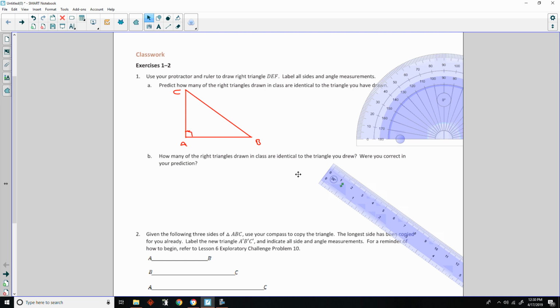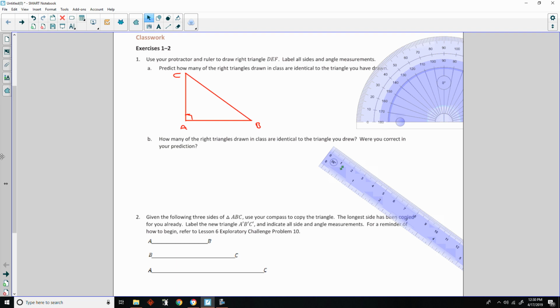B says, how many of the right triangles drawn in class are identical to the triangle you drew? Were you correct in your prediction? So drawings will vary, and most likely a few or none of the triangles in the class are identical. Someone could have drawn it like this, where the right angle's up in the top right corner. There are many ways we could have drawn this. It could have been drawn this way, or even this way. So the chances of them being identical and having the same side lengths is pretty slim to nil. So I would say they're not identical, they'd be similar.